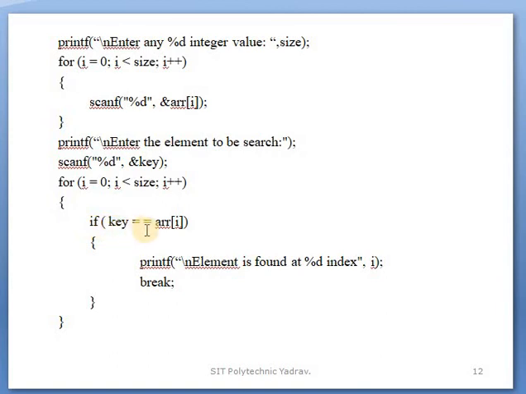If key is equal to array of i, for example i is equal to 0 and size is 5, meaning 5 elements are stored in the array. Is 0 less than 5, true or false? True, so the inner part is executed. For example, if the key is 7, the array elements from position 0 onward are checked one by one.